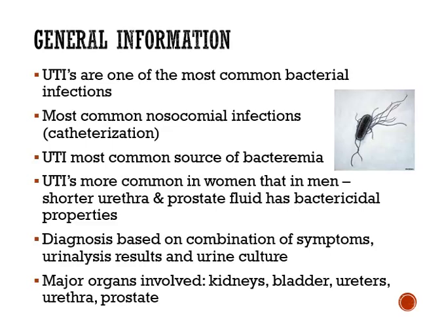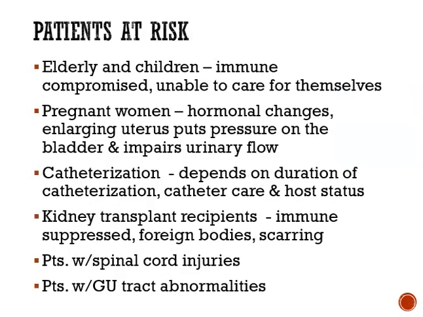UTIs are more common in women than in men, and this is because women have a shorter urethra and prostate fluid has bactericidal properties. However, as men age and the prostate enlarges and interferes with emptying the bladder, usually around 60 years old, men will start having more UTIs. A UTI is diagnosed based on a combination of symptoms, the urinalysis results, and the urine culture. And the major organs involved are the kidneys, bladder, ureters, urethra, and the prostate.